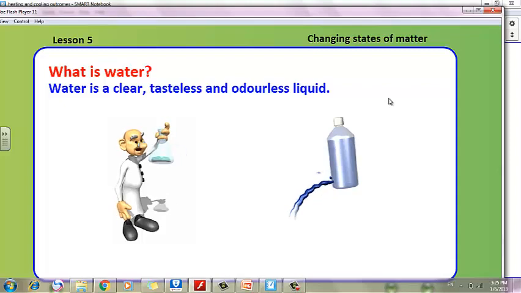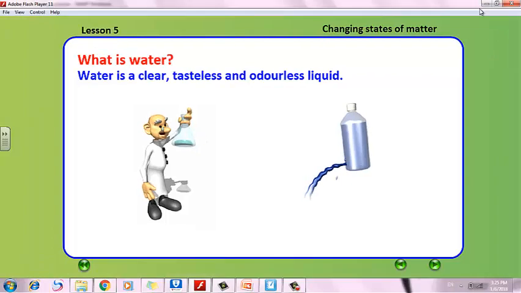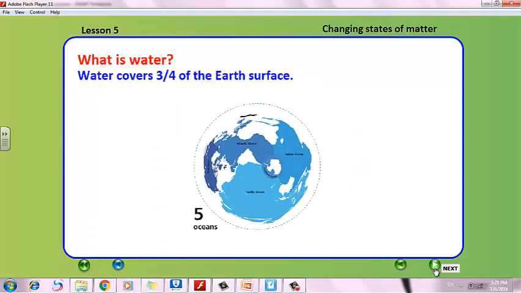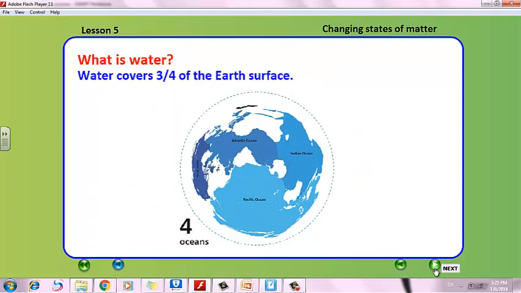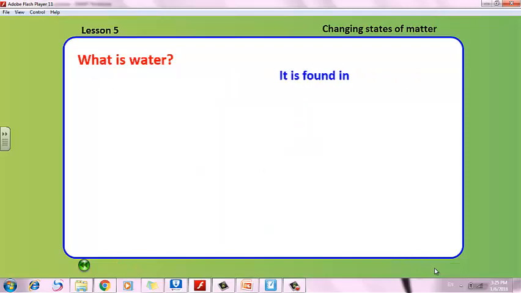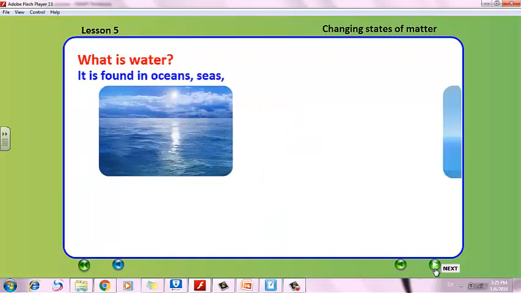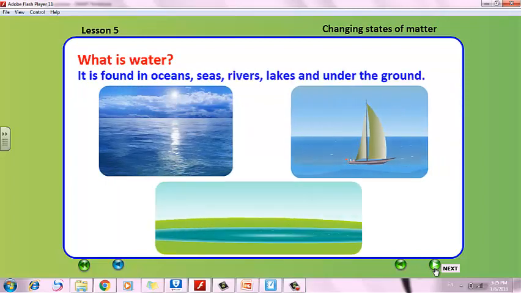What is water? Water is a clear, tasteless, odorless, and colorless liquid. Water covers 3 out of 4 of the Earth's surface. It's covered by water in the form of seas, oceans, rivers, and so on. It is found in oceans, seas, rivers, lakes, and under the ground.